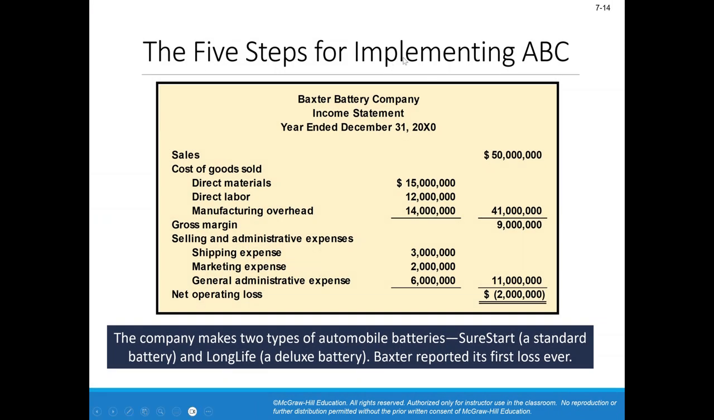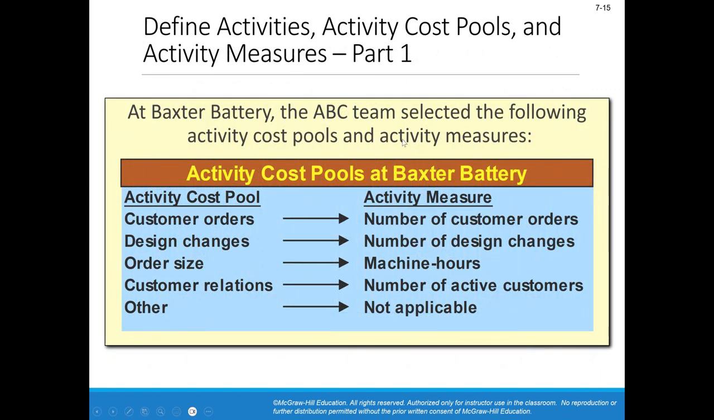So the 5 steps for implementing ABC. The company makes 2 types of automobile batteries, Sure Start and Long Life. Baxter reported its first loss ever. All right, so you've got sales, cost of goods sold, gross margin, shipping expense, marketing expenses, general expenses. So we lost $2 million. So that obviously is going to be a concern.